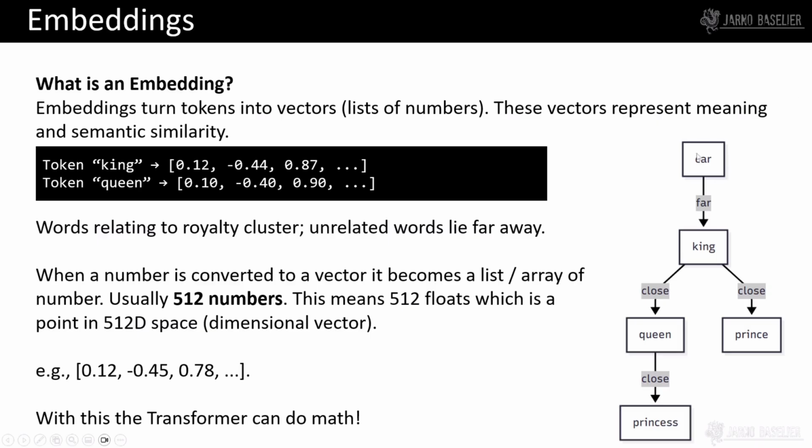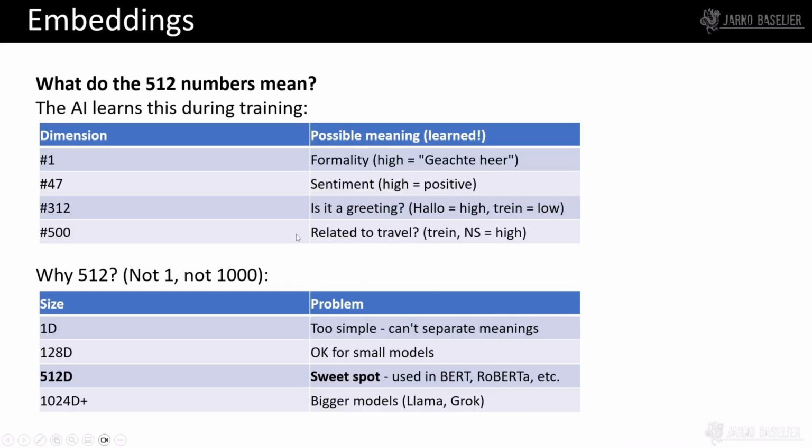Here we have a car, which is far away from king, so it will get a number that is far away from the number that king has. But queen and prince get numbers close to king because they relate to each other. And princess gets a number close to queen, which will also be pretty close to king, but a little bit farther away. And this is how the tokenizer and embeddings create a little bit of meaning.